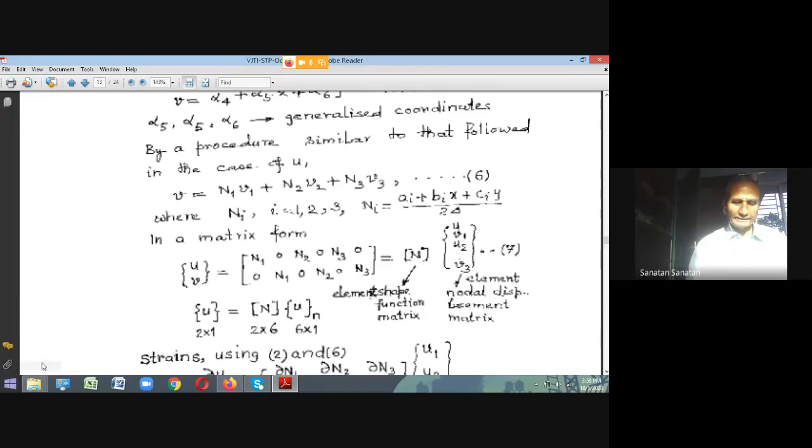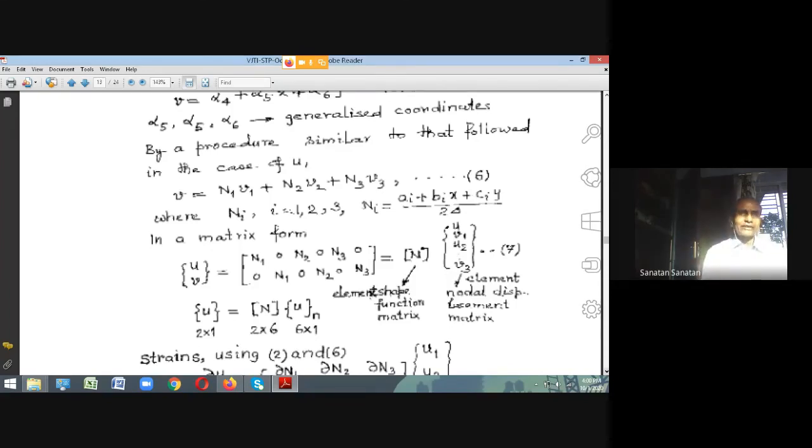Finally, combining these U and V expressions, we get the displacement at any point within the element and on its boundary, given in terms of the corner node displacements U's and V's. This is the final expression that we have got.